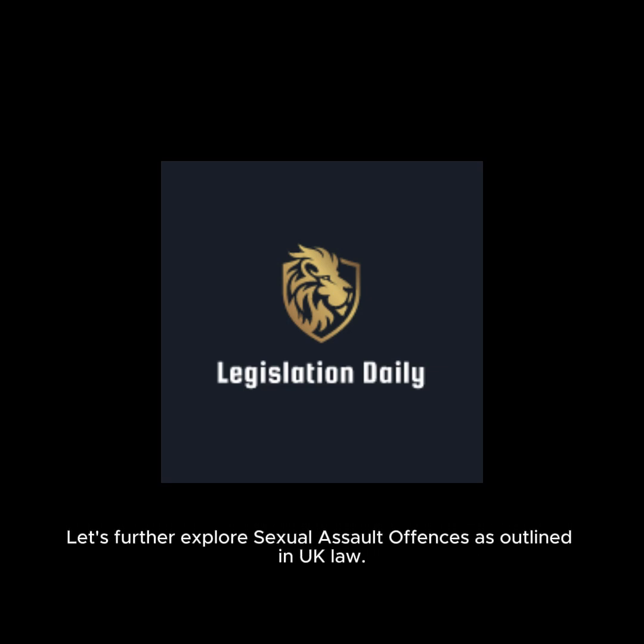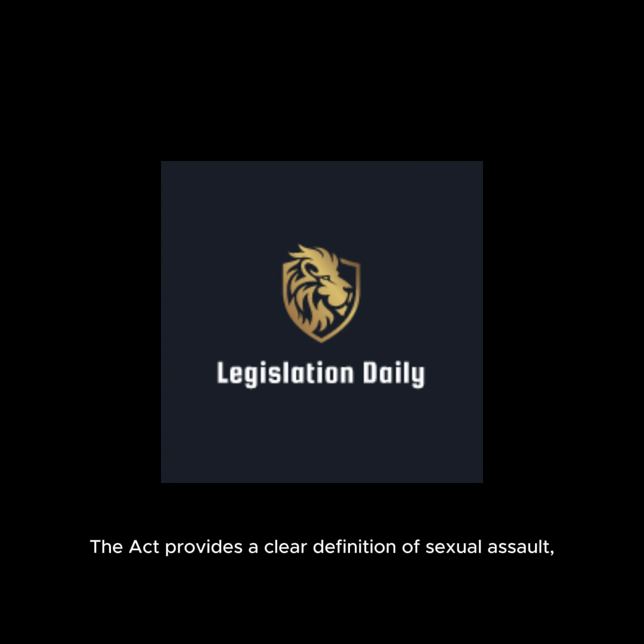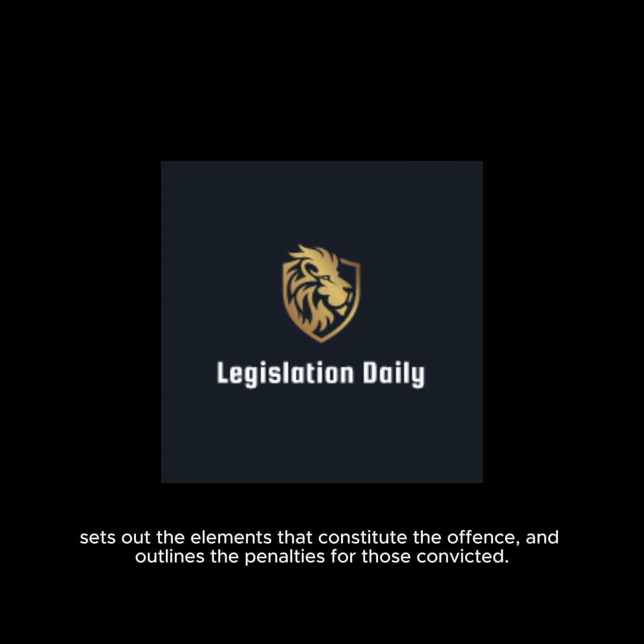Let's further explore sexual assault offences as outlined in UK law. Sexual assault in the UK is governed by the Sexual Offences Act 2003, which reformed and modernised the law related to sexual offences. The Act provides a clear definition of sexual assault, sets out the elements that constitute the offence, and outlines the penalties for those convicted.